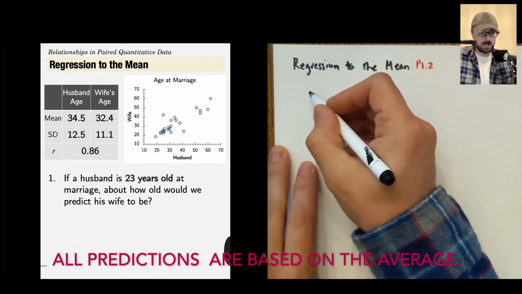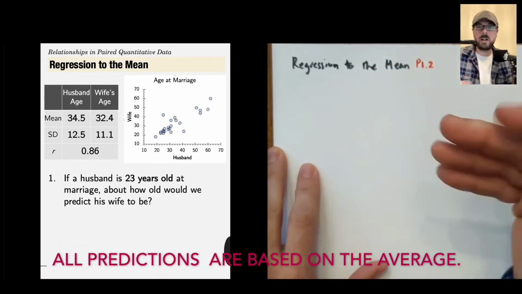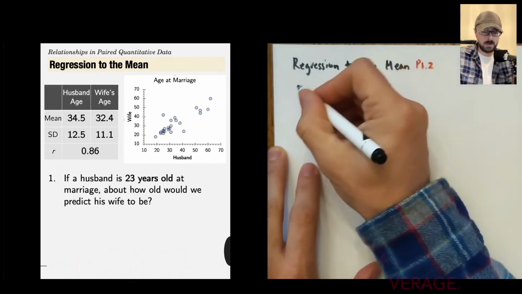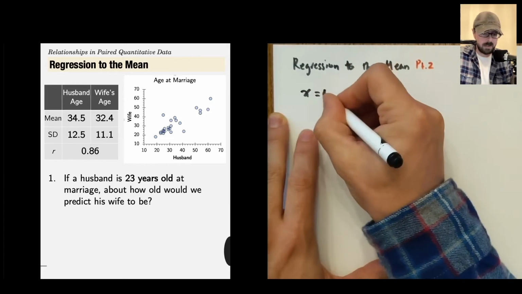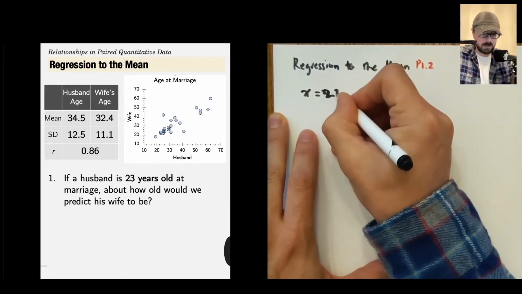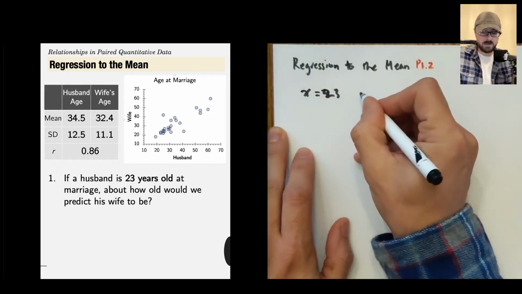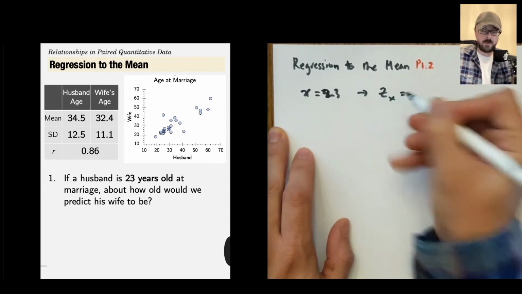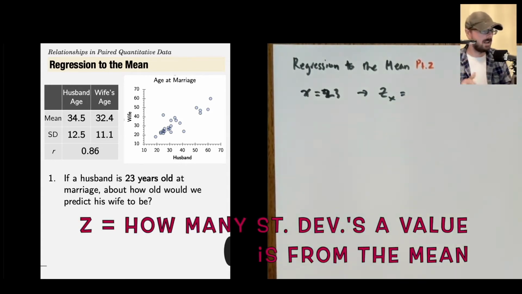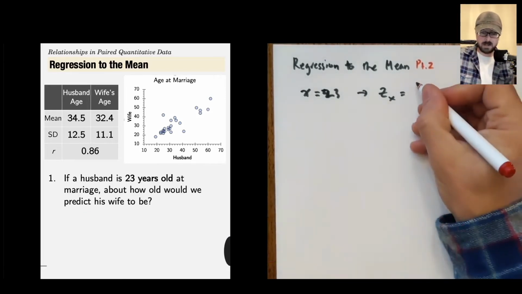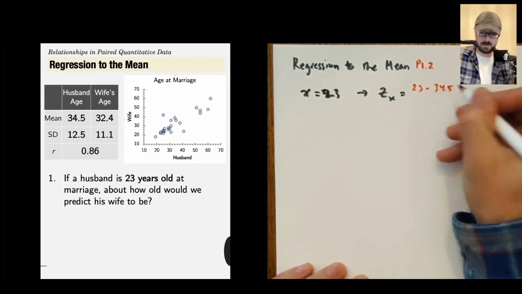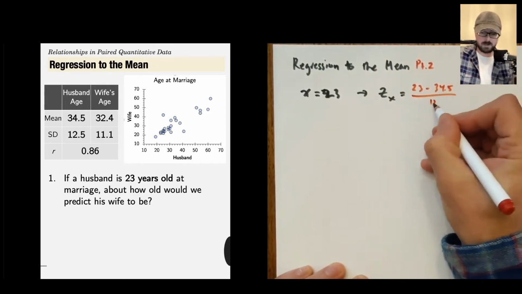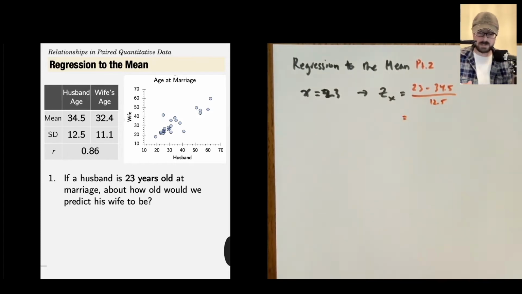To make our prediction, remember, it was all based on the relative distance of values to the mean. So if I want to predict the age of a wife, let me start by focusing in on the husband who is 23 years old, and I have to convert that to a z-score. How far below average was I when I got married? All I need to do is take that 23 and subtract the average, which was 34.5 years old, and divide it by the standard deviation, 12 and a half.